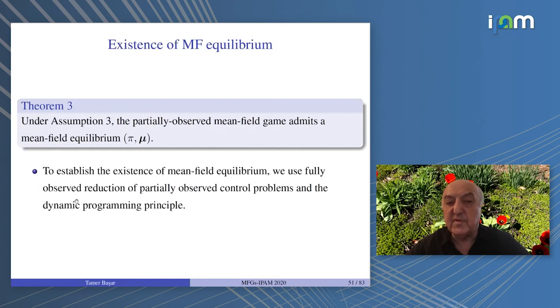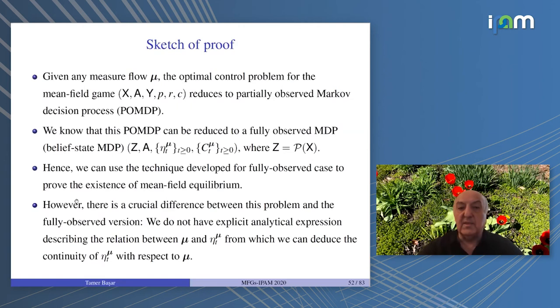Now, to establish this, the approach, and again, I'll not go into the details of this, is to convert the original partially observed control problem to a fully observed one, but on a lifted space of conditional distributions. And so this is where the main difficulty comes in. This is a POMDP, which we reduce to a fully observed one.